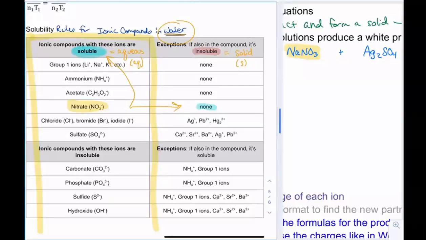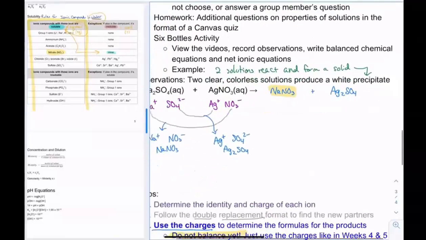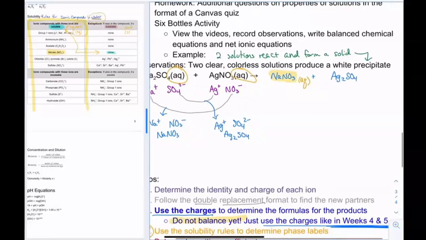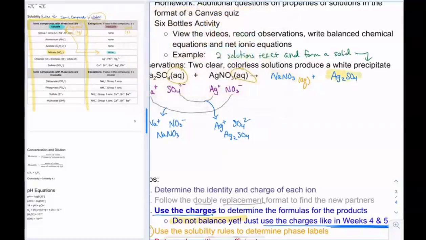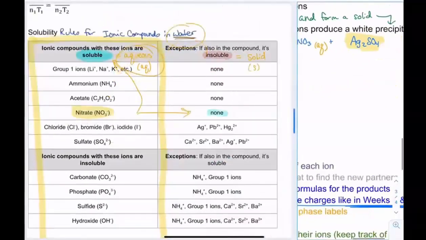Because this is soluble, I'm going to write AQ. AQ is for aqueous. It means dissolved in water. We do have water. Both of my reactants were dissolved in water, so there is water present. And so my sodium nitrate is going to be aqueous. I'm going to do the same thing for the silver sulfate. So we're going to do the same thing for this one. We'll go back to the solubility rules.